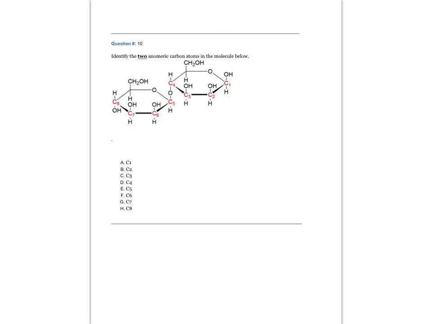C5 is an acetal, oxygen, carbon, oxygen, carbon. So that's one of them. And then C1 is a hemiacetal, carbon, oxygen, no H group, an oxygen bonded to carbon. It's a hemiacetal. Those are the anomeric carbons. So those are what can be cyclized or be opened to form a straight chain.